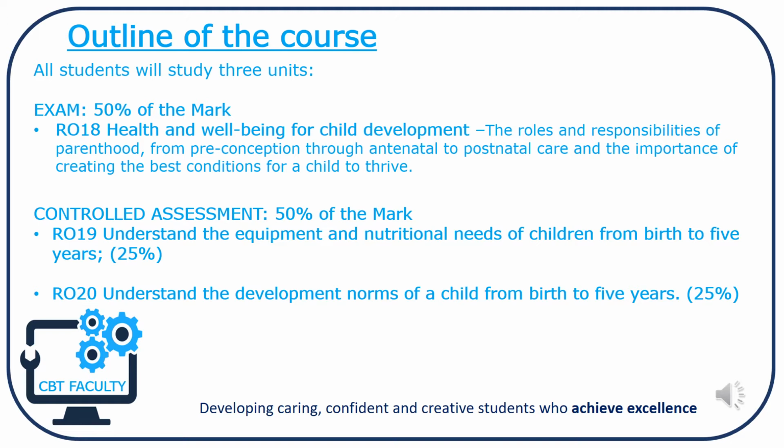The controlled assessment work counts for 50% of the mark. This is split up into 2 parts. Unit RO19, Understanding the Equipment and Nutritional Needs of Children from Birth to 5 years. This accounts for 25% of the total grade. RO20, Understanding the Development Norms of Children from Birth to 5 years, accounts for 25% of the grade also.